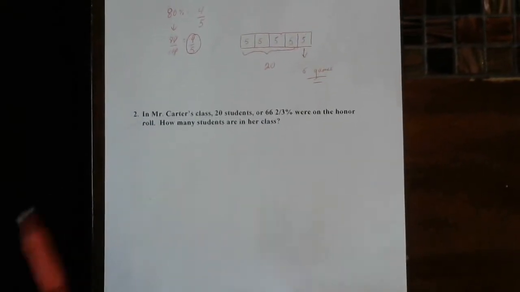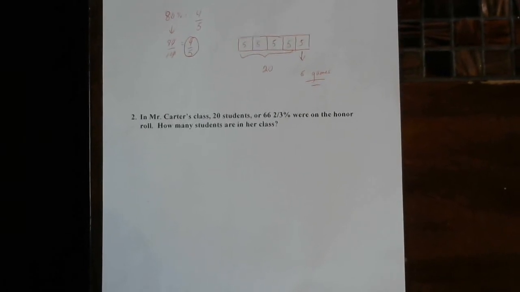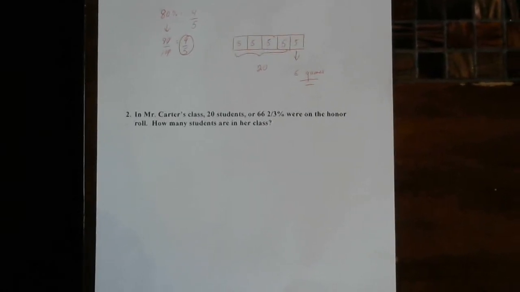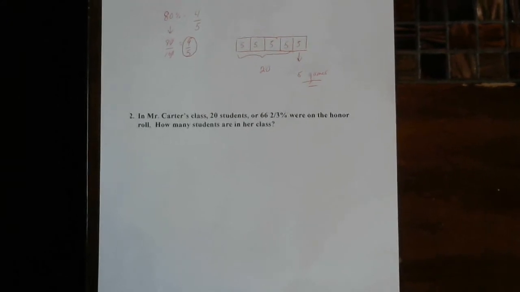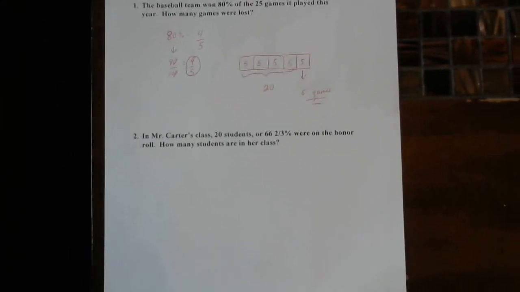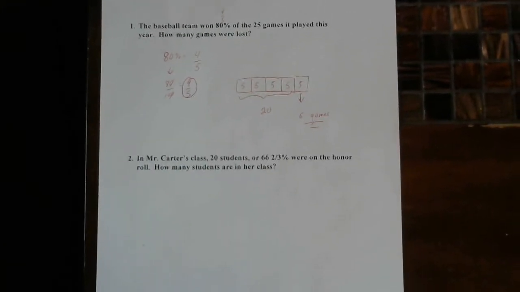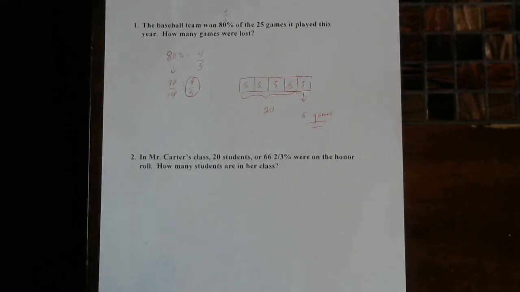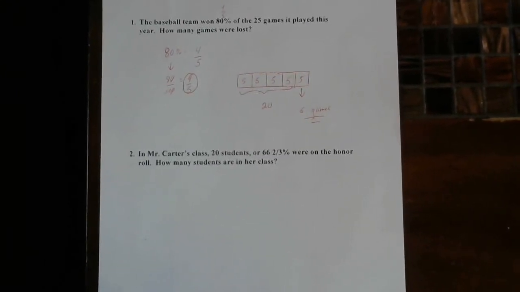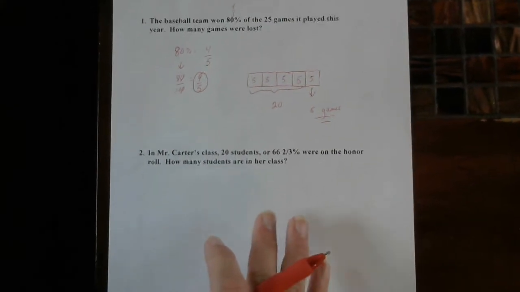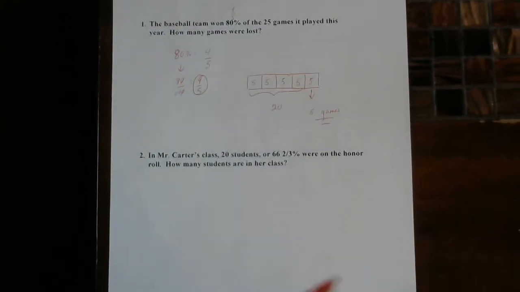In Mr. Carter's class, 20 students, or 66 and 2/3%, were on the honor roll. How many students are in her class? Now, 66 and 2/3 to you might seem like it's not a common fraction or a common percent. However, if you put up the common fractions and their decimal and percent equivalencies in the beginning of a class when you're introducing percents and fractions to students, they will quickly realize, oh, this is one. Which one is it? It's part of the thirds family.